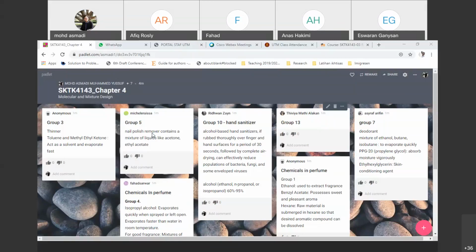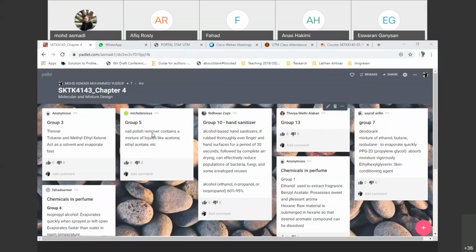Okay, so I think that's all. Anyone else before we move to the second part? Okay, today we will just give some introduction about the framework for computer-aided molecular design.